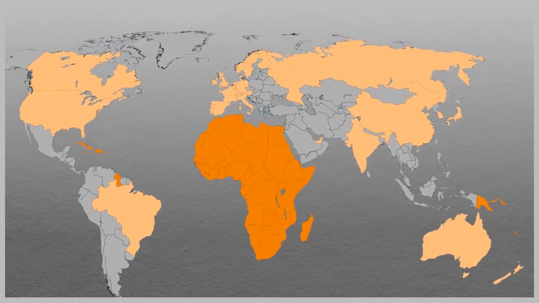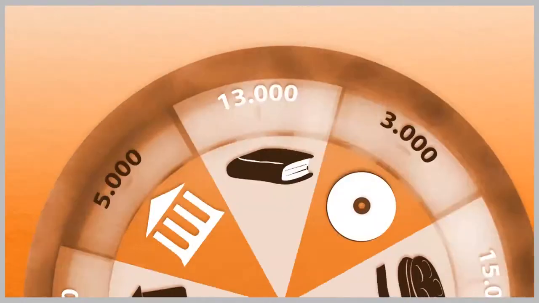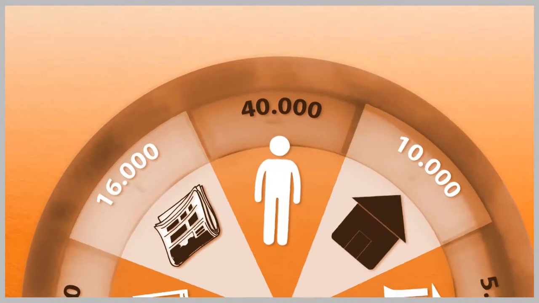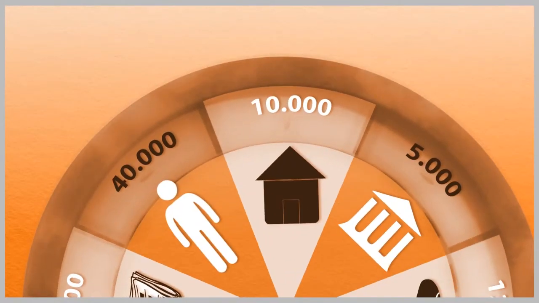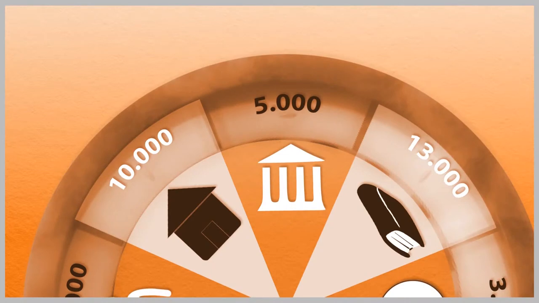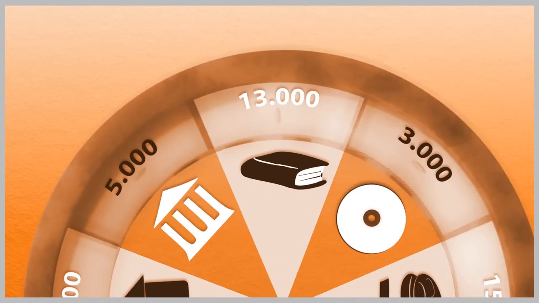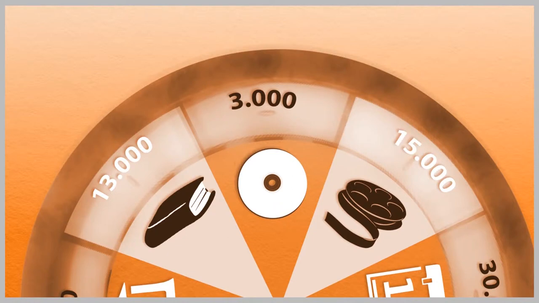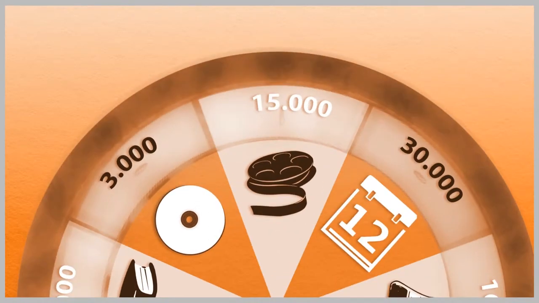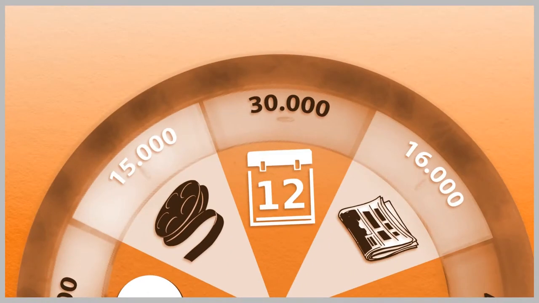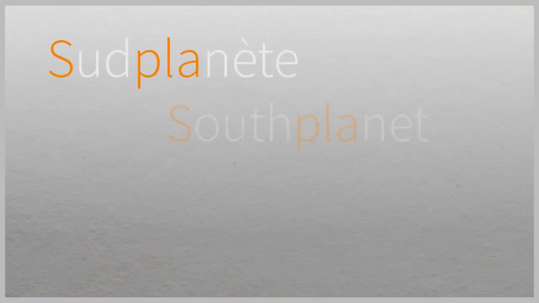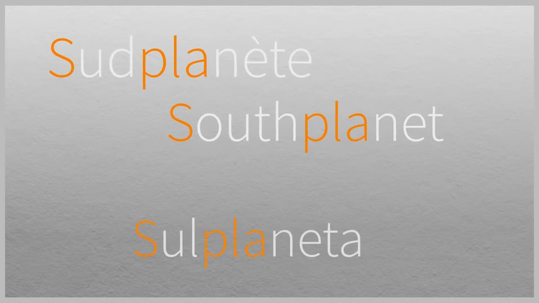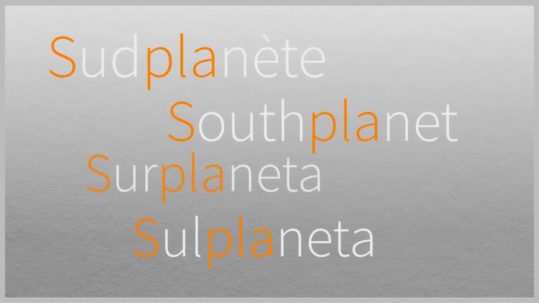To date, you can find information on 40,000 artists and arts professionals, 10,000 organizations, 5,000 venues, 13,000 books, 3,000 music albums, 15,000 films, 30,000 arts events, 16,000 cultural news updates. And all of this in 4 different languages: English, French, Portuguese, and Spanish.